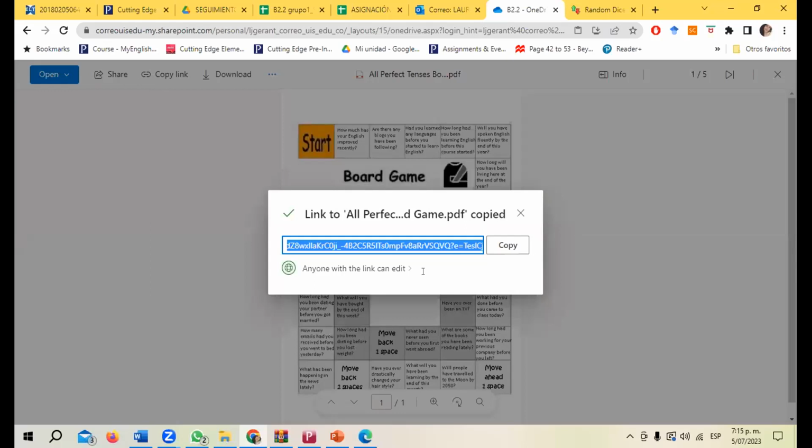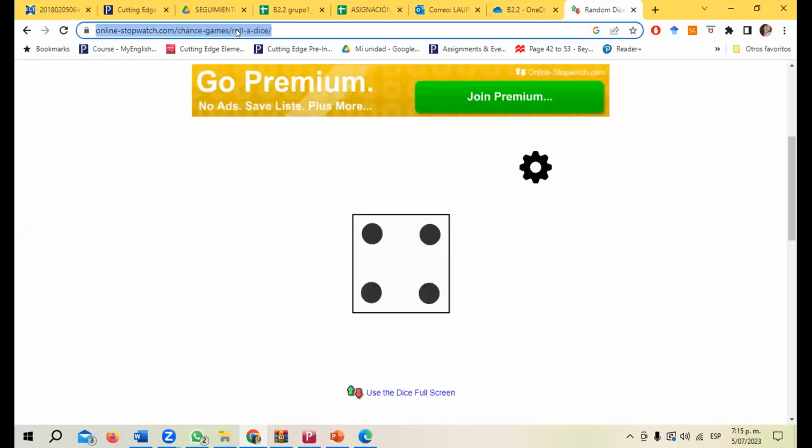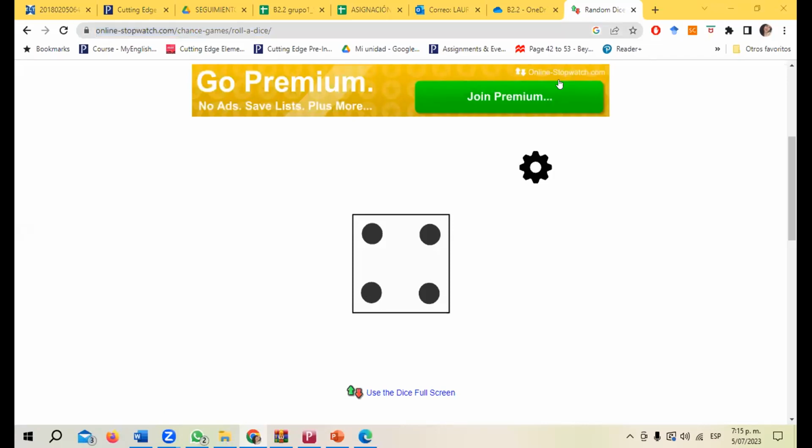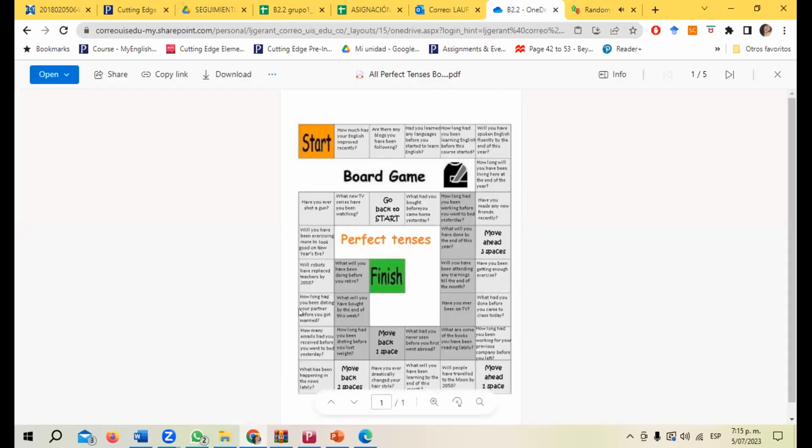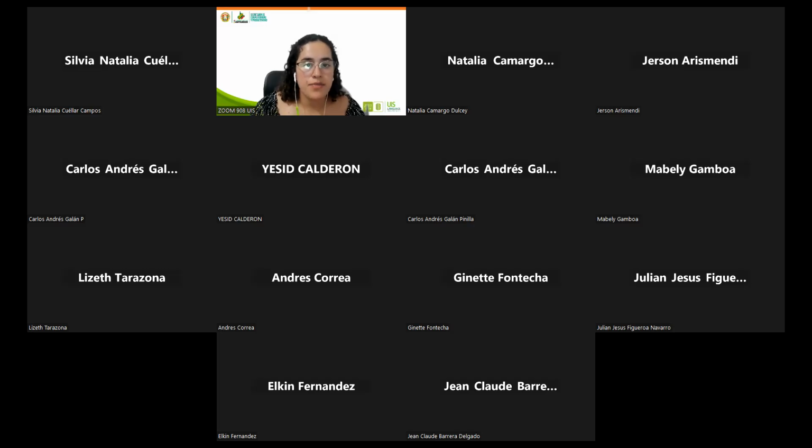So open the link so you can see the board game and download it. Remember that you can use the digital die to play, okay? So you can take turns and move with the numbers that you get for the board, okay? It's clear what we are going to do now? Yes, teacher. Perfect. Okay, let me see. There's one student that is not connected. I think Johan. Okay, I will put it on the list.